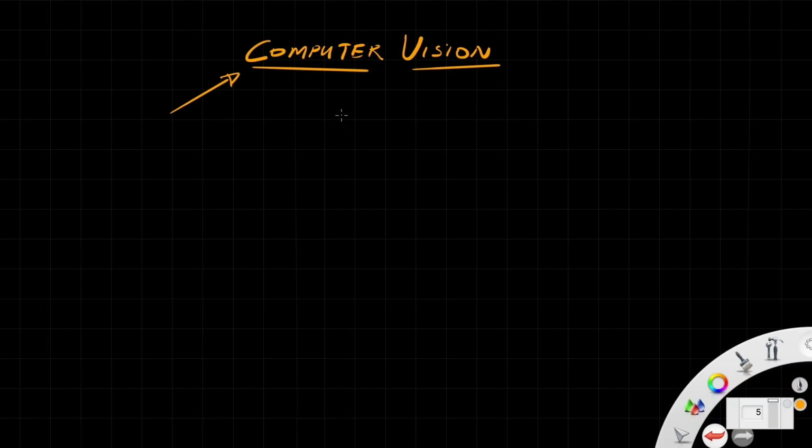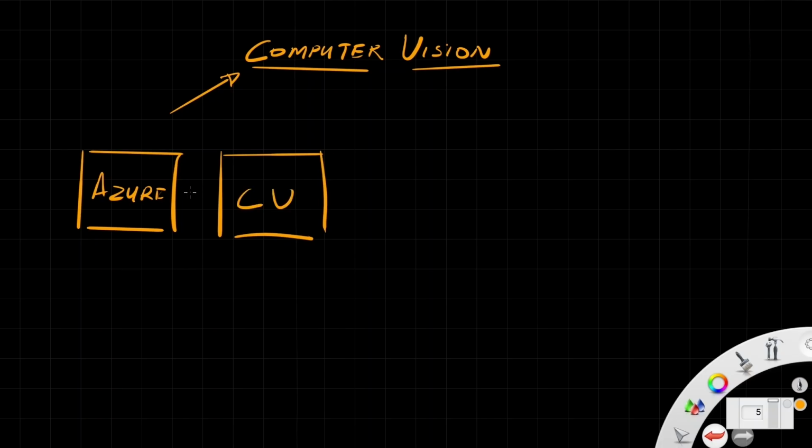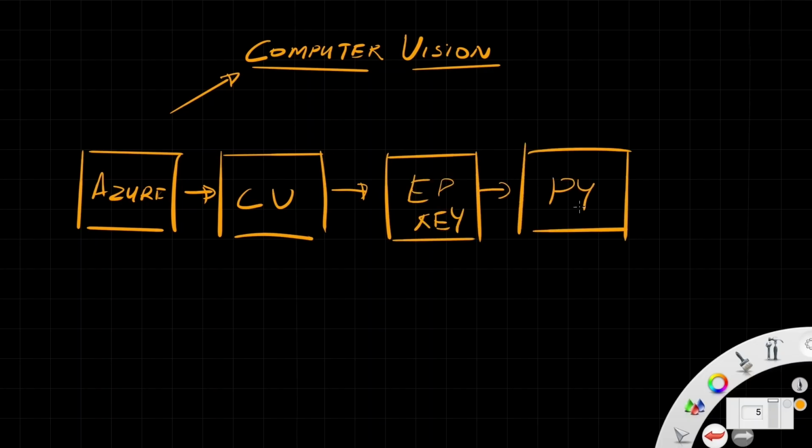So what are we going to do? We are going to go into Azure, then create the computer vision service. Next, we are going to get the endpoint and the key, and then get into our Python code and execute it. And what will we be giving to the Python code? Mostly an image. And what is the Python code going to give us? A JSON.